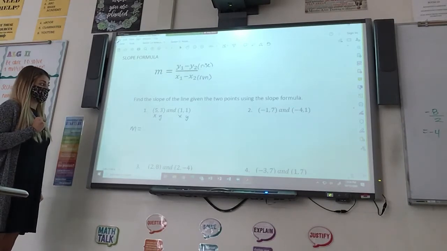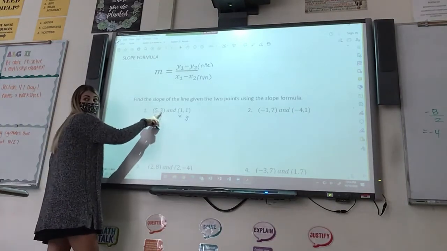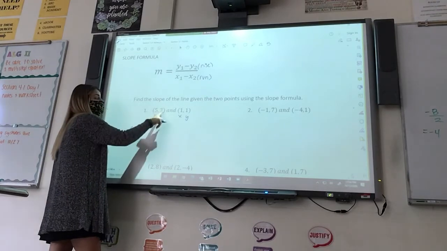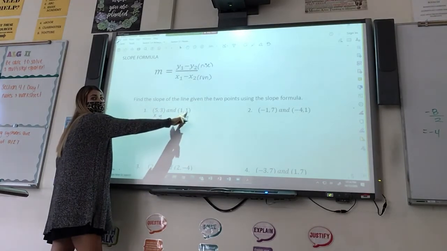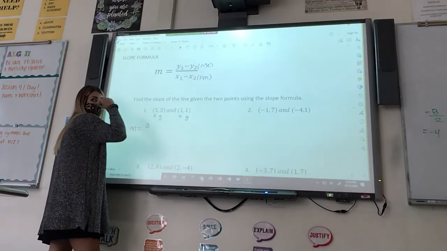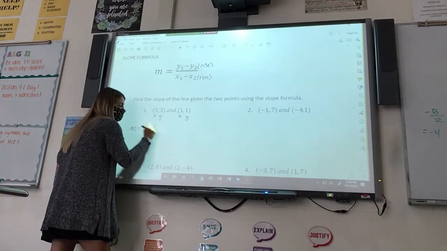Three minus two. So you want to start with 3. Yeah, wait. So we're going to start with 3. So if I use this y, then I got to subtract this y. So it's y minus y. Yeah. So 3 minus 1 over.